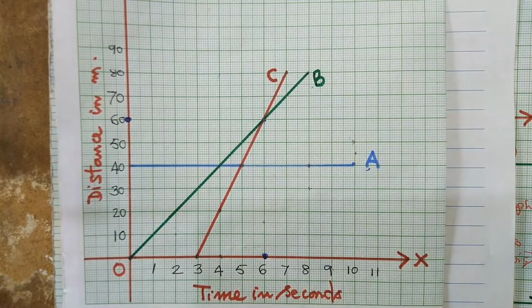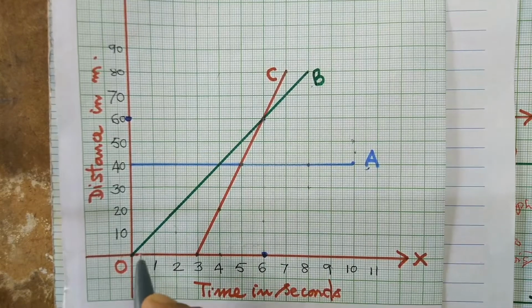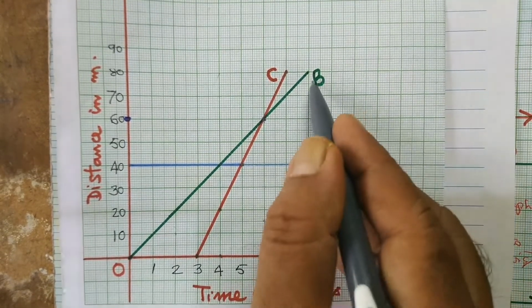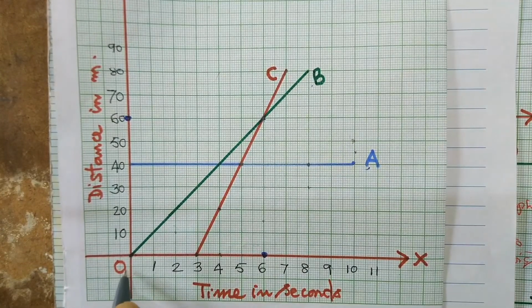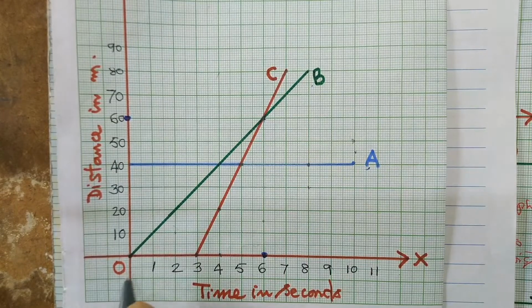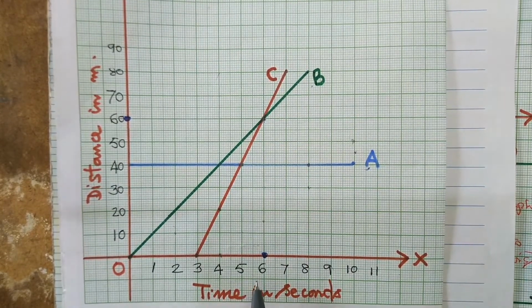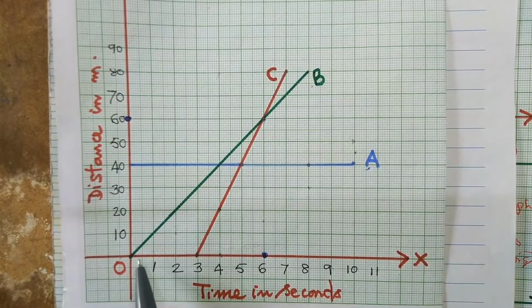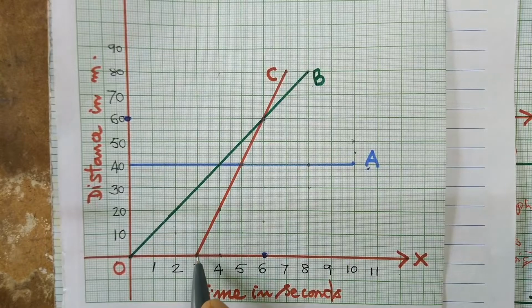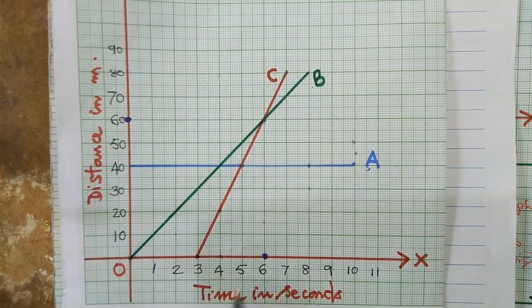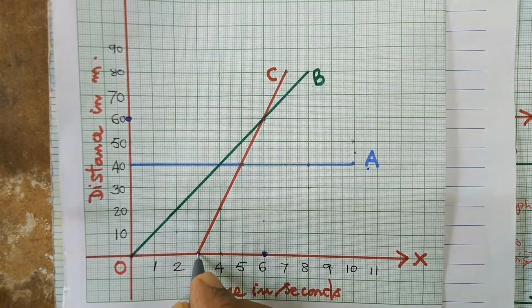One more point I have to tell you, questions I have not written here, but I am asking you. The body B is starting from 0 second. Observe carefully. 0 second at 0 meter. Whereas body C, is it starting at 0 second? Observe carefully. No. It is starting at what time? At 3 seconds it is starting. You have to remember here. You see that at 3 seconds it is starting. That question also they may ask.